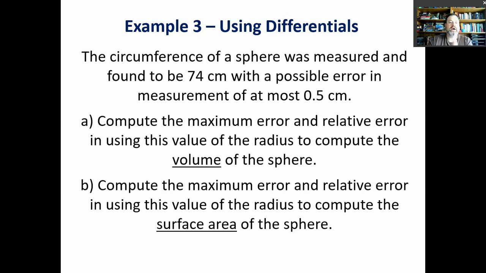All right, so for part A, we want to do maximum error and maximum relative error, and using this value of the radius to compute the volume of the sphere. And in part B, we're going to do the same thing, but with surface area. So before we get into number crunching, I just want to set some things up. Just write down everything you know. Circumference, got it. Error in measurement.